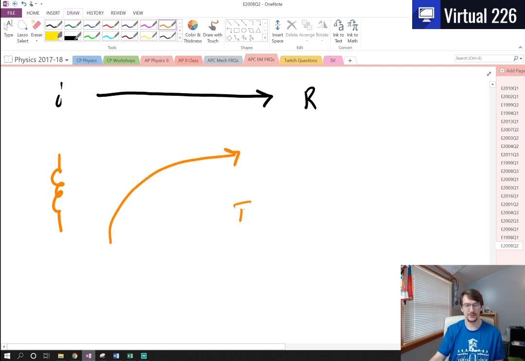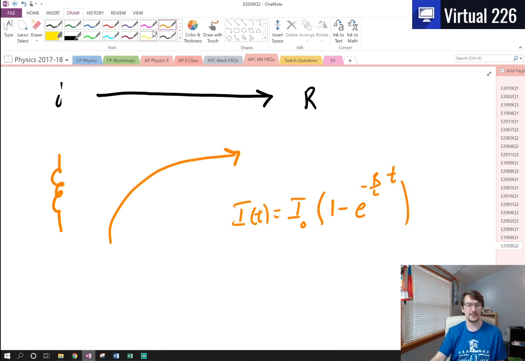And this shape is given to us by the current as a function of time equals I naught, the default current, times 1 minus e to the minus R over L, the time constant for an RL circuit, times the amount of time. So whenever time equals 0, t is going to equal 0. E to the 0th power is going to equal 1, and 1 minus 1 is 0. So that is why at time equals 0 this starts at 0.